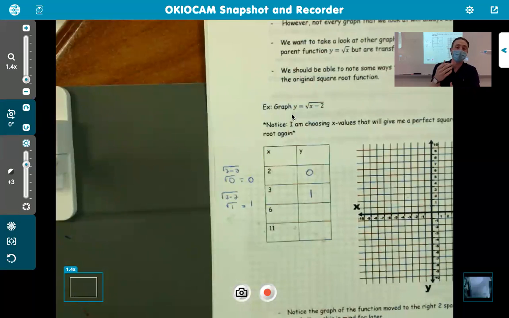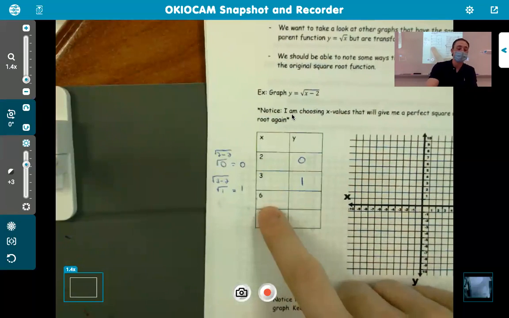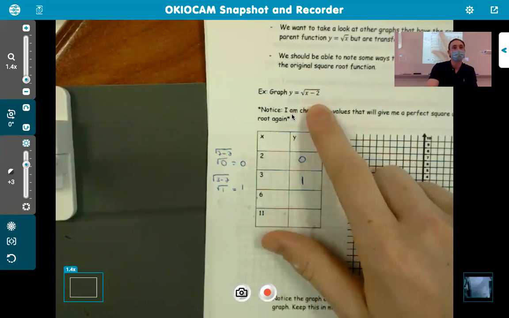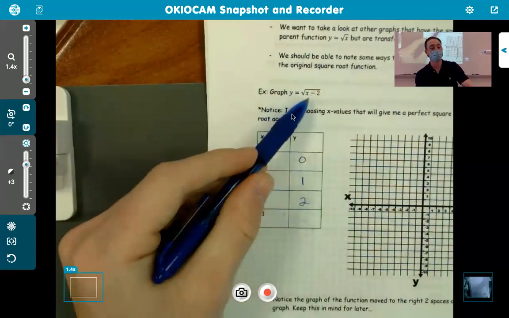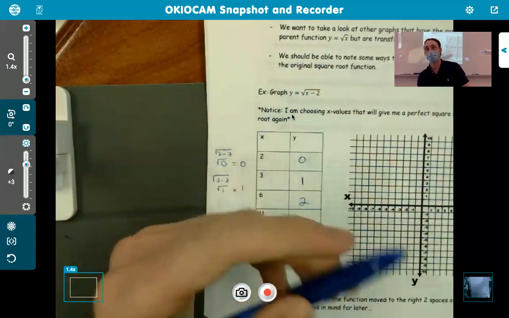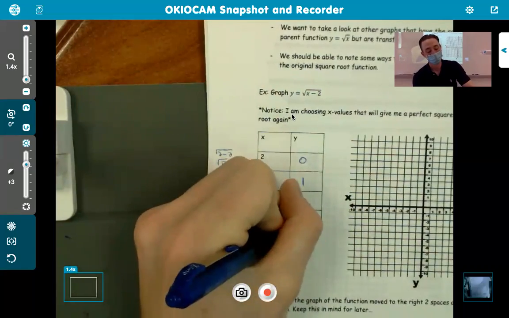So we need to be a little strategic in the numbers that we choose, because it's not always going to be 0, 1, 4, 9, right? I'm trying to get that perfect square. 6 minus 2 is going to give me what? What's the square root of 4? 2. 11 minus 2 gives me 9, square root of 9, 3.